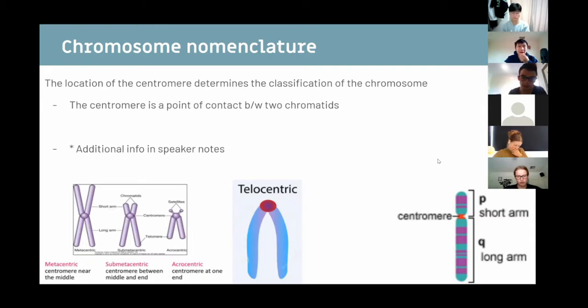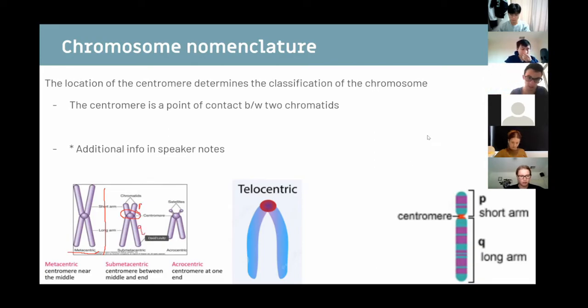Again, the centromere determines the classification of the chromosome; it is the point of contact between the two chromatids. You have three types that you really need to know. Metacentric, in which the centromere is near the middle, so the short arm and long arm are quite similar. Submetacentric, where the centromere is between the middle and end, which means there's a clear P for petite, the short arm, and Q, the long arm.